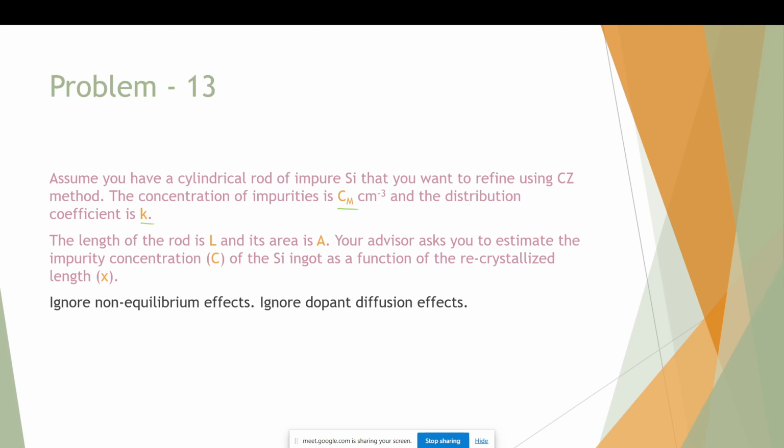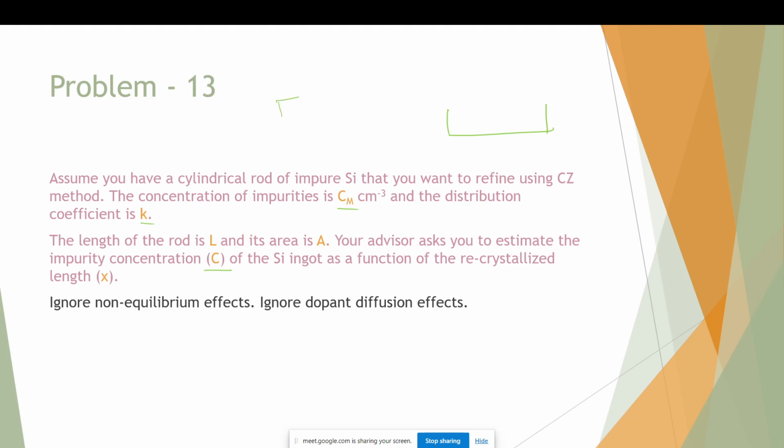Assume that there is just one impurity. The length of the rod is L and its area is A. So they told us the dimensions. Now we have to estimate the impurity concentration C of the silicon ingot as a function of the recrystallized length X.